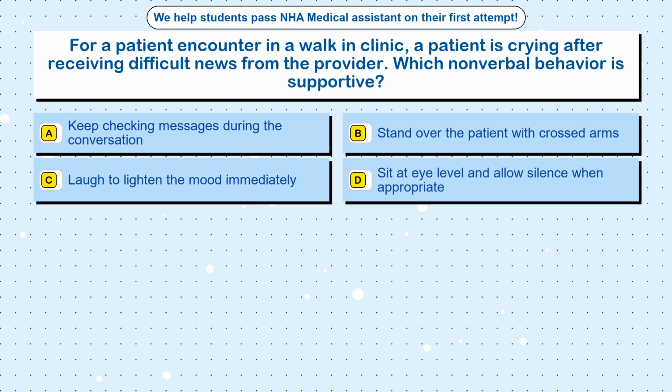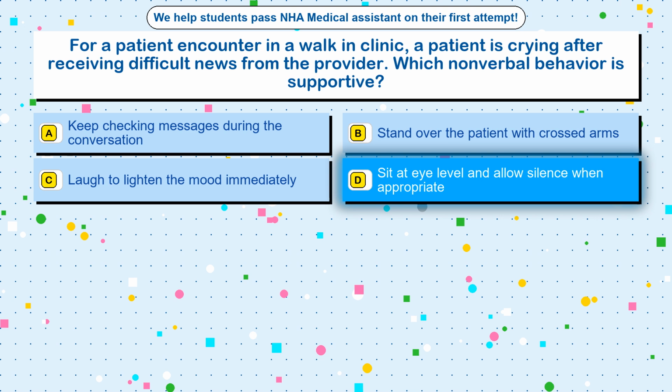Question 96. For a patient encounter in a walk-in clinic, a patient is crying after receiving difficult news from the provider. Which nonverbal behavior is supportive? Option A, keep checking messages during the conversation. Option B, stand over the patient with crossed arms. Option C, laugh to lighten the mood immediately. Option D, sit at eye level and allow silence when appropriate.